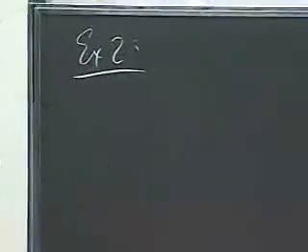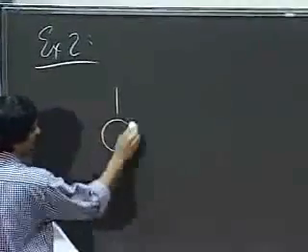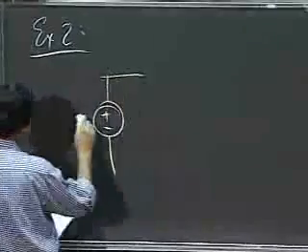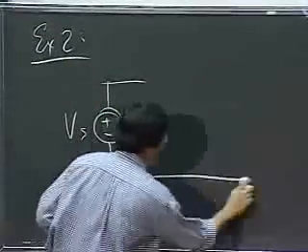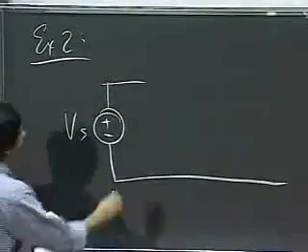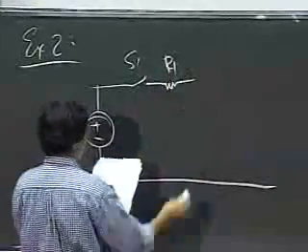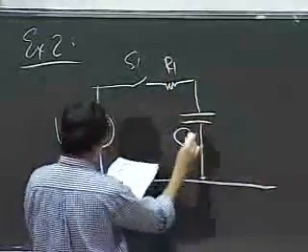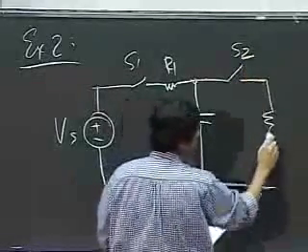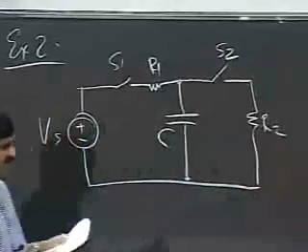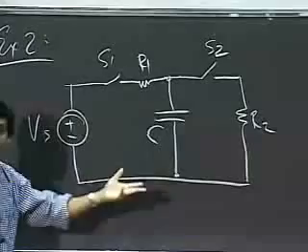Let me work out a second example. In this second example, I'd like to consider the following circuit. A voltage source Vs, and a strange arrangement of switches. S1, with a resistance R1, a capacitor C in this manner, a switch S2, and a resistor R2. For now, don't worry about how the circuit comes about. Just assume that I've drawn the circuit for you.